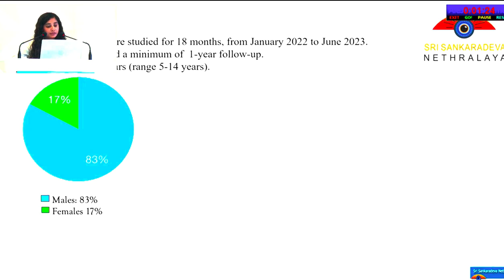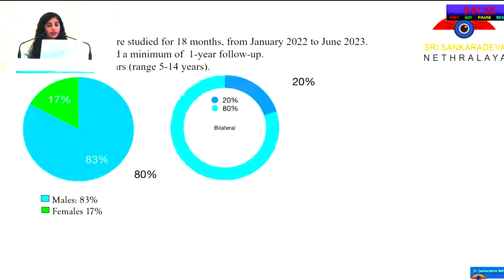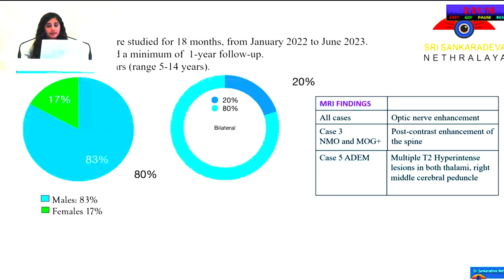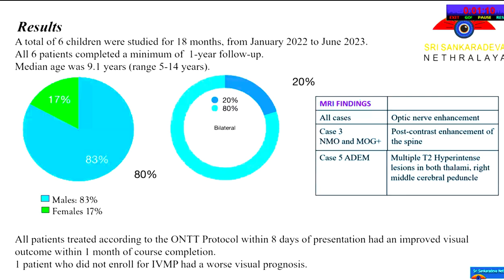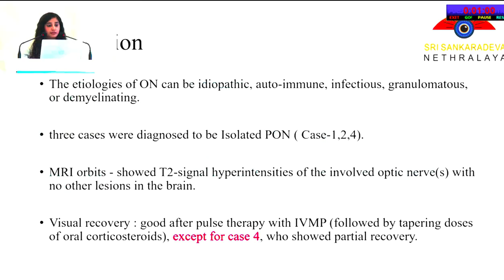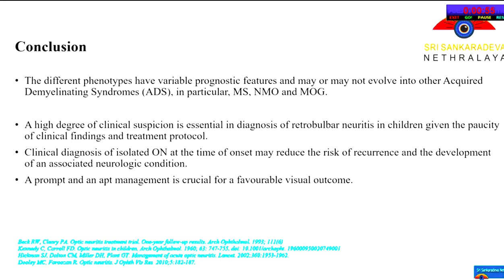Most patients were male, and 17% of them were female. About 80% of the patients presented with bilateral optic neuritis. In the MRI, in case 3 and case 5, a diagnosis of ADEM-like demyelinating disease was made. According to the ONTT protocol, IVMP and oral prednisolone were started for the patients, and we could see significant visual improvement.